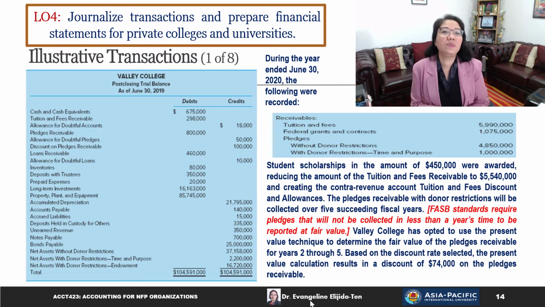Student scholarships in the amount of $450,000 were awarded, thereby reducing the amount of the tuition fees receivable to $5,540,000 and creating the contra revenue account, tuition and fees discount and allowances. The pledges receivable with donor restrictions will be collected over 5 succeeding fiscal years.